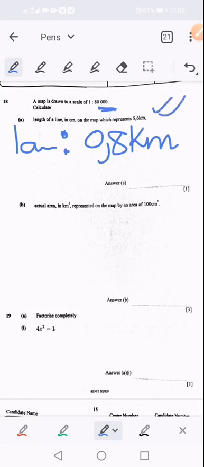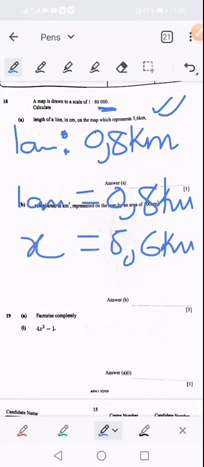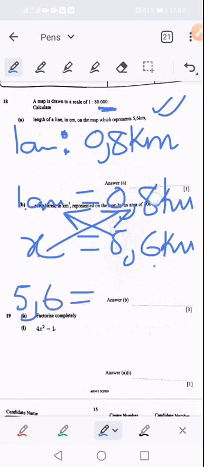Reading the question: what is the length of a line in centimeters on the map which represents 5,6 kilometers. So if 1 centimeter on the paper represents 0,8 kilometers on the ground, what about 5,6 kilometers on the ground? On the paper it represents x, I don't know. Then I do cross multiplication: I multiply this, and I remain with 5,6 equal to x times this one.